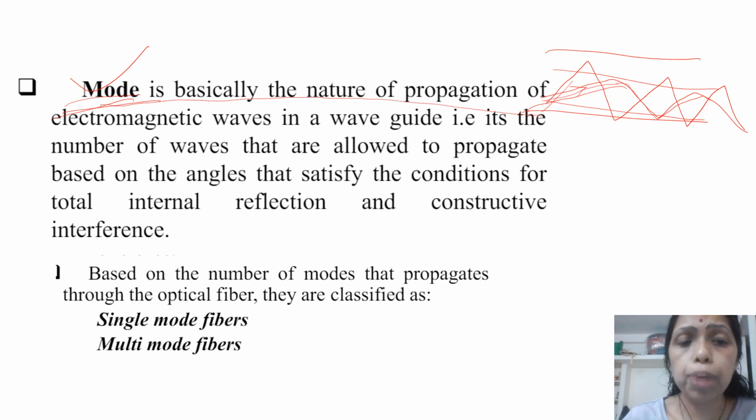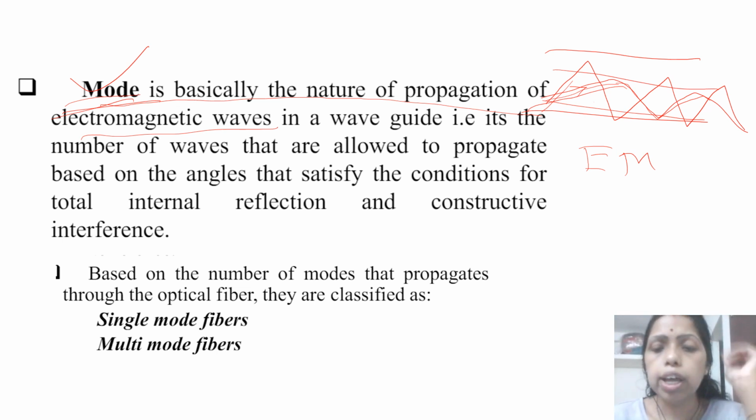What is the mode? The nature of the propagation of the electromagnetic wave. Light is an electromagnetic wave in a waveguide, and the optical fiber is also a waveguide which guides the electromagnetic wave. So how many waves are propagating through the fiber? Based on the total internal reflection angle, or interference, the mode is achieved. Based on the total internal reflection and the change of angle, the modes inside the fiber are single mode and multi mode.